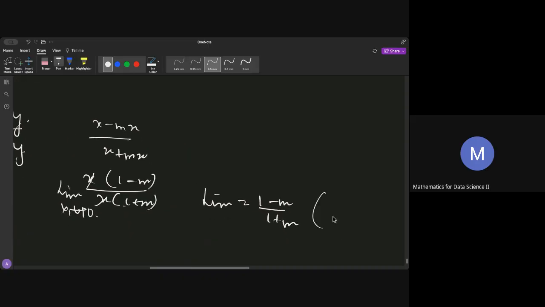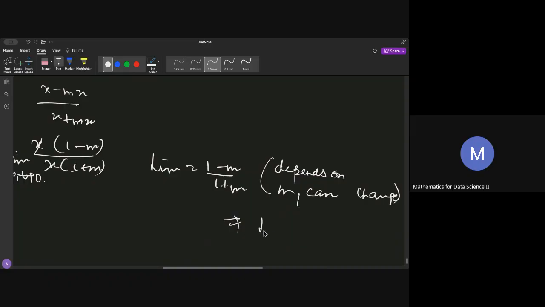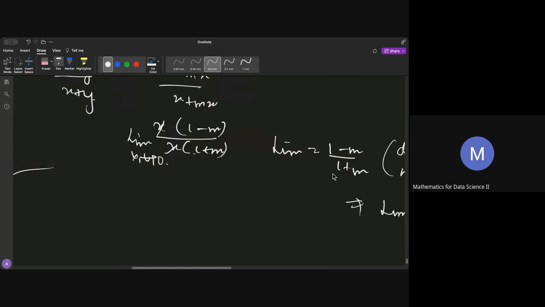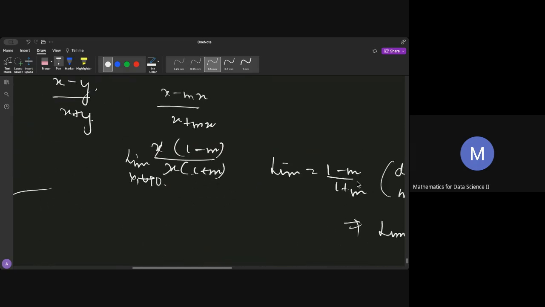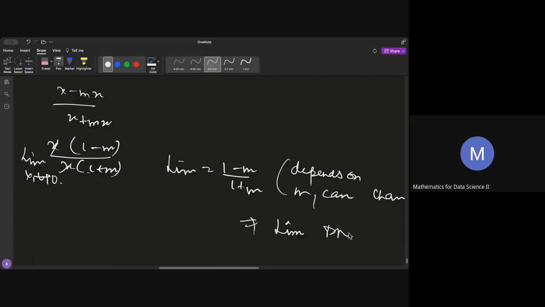That means it is not a single value, it depends on m and can change. This implies the limit does not exist, because for different values of m you will have something else. For y is equal to x, m is equal to 1, you will have one limit. For y is equal to 2x, m is equal to 2, you will have some other limit. That means the limit does not exist.